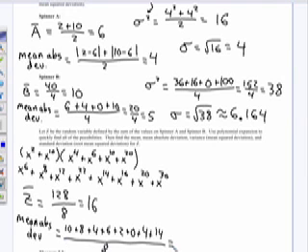So then we're going to divide by 8, since we have 8 terms. And we end up with 6, I believe. 48 divided by 8 is 6. So we got our mean absolute deviation. Let's do variance.